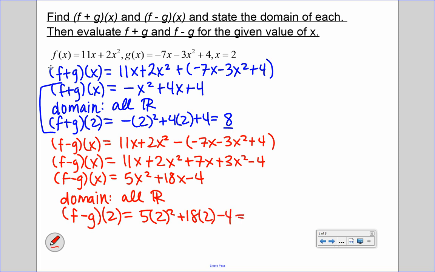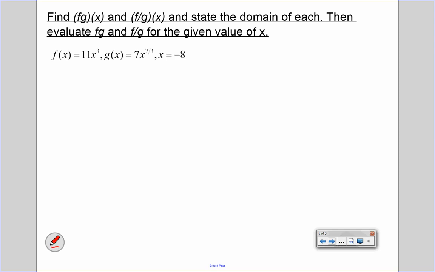And what we get is 52. So that is our final answer. So that's when we subtract and add two functions. What we're going to do next is we're going to multiply and divide functions. So we're finding f times g of x and f divided by g of x. We're going to state the domain of each and then evaluate for the given value of x.